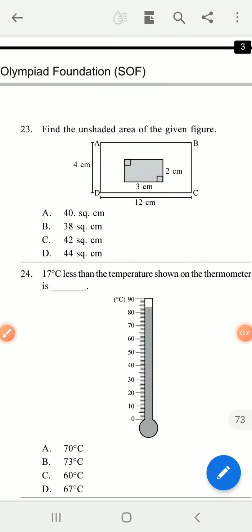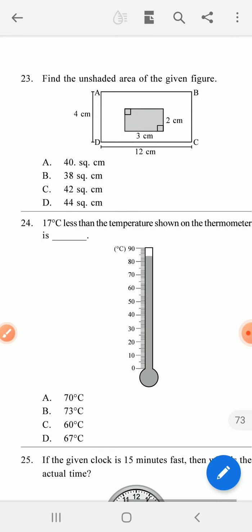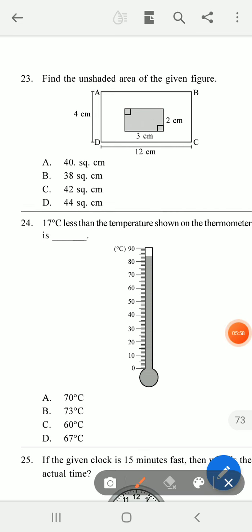24. Less than the temperature shown in the thermometer. 70 less than the temperature. Which temperature is less than 70 degrees? So 24D is the answer.